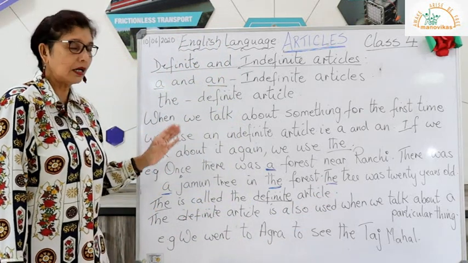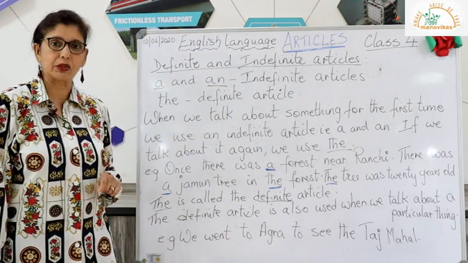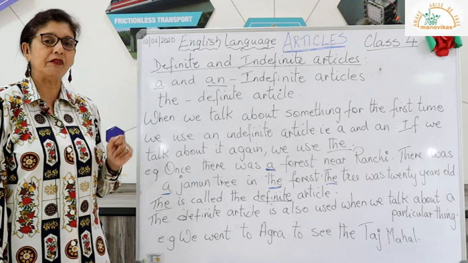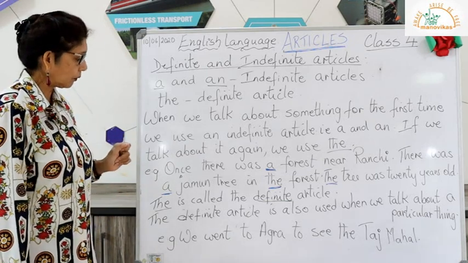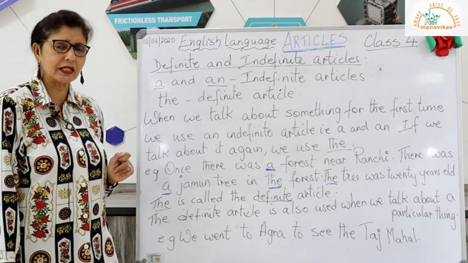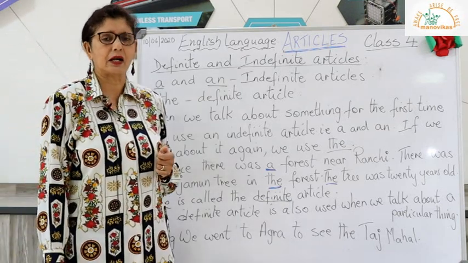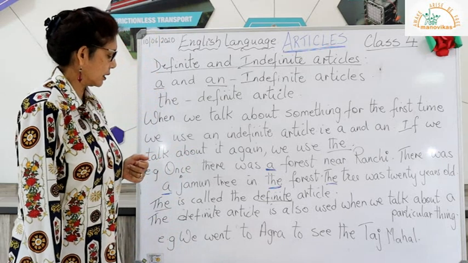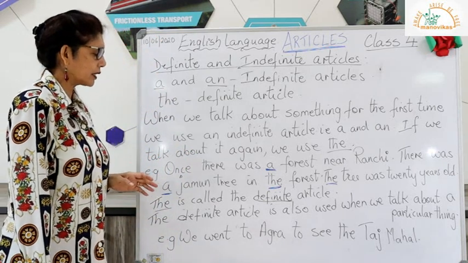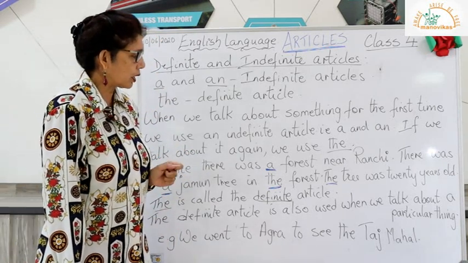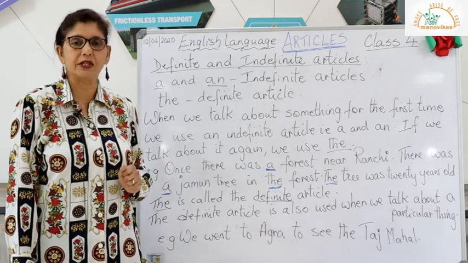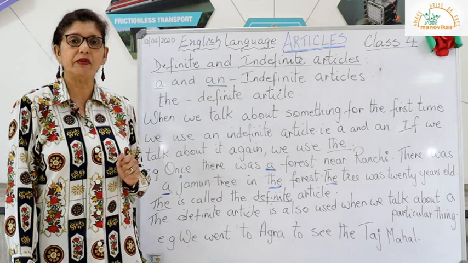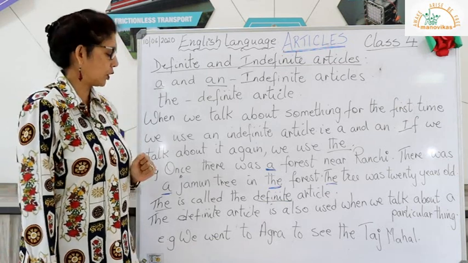So we use a or an when we are talking about a thing for the first time, and we use the when we are talking about it again. So the is called the definite article and a and an are called the indefinite article. Now we also use the definite article the when we talk about a particular thing.